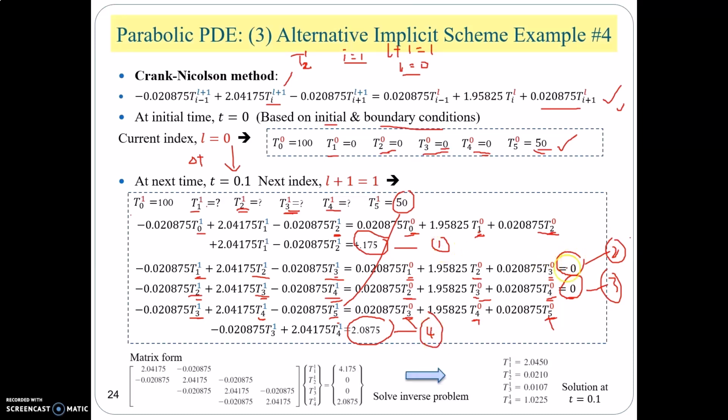Then we can convert these four equations into matrix format and solve it using the inverse method, and you should be able to obtain the solution at t equal to 0.1. So you can see that the alternative implicit scheme, or the Crank-Nicolson method, has the same procedure as the previous implicit method.